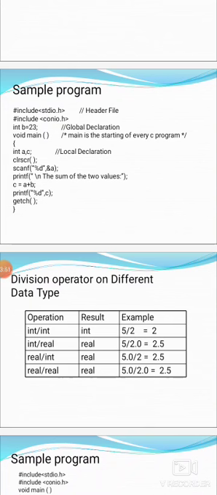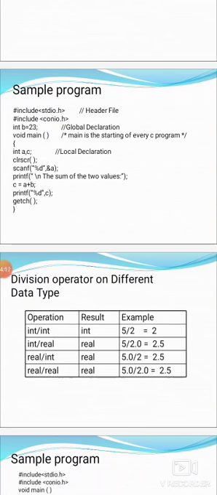Okay, I am declaring an integer variable and the value assigned to b is 23. Since we are declaring the variable before the main function, that is considered a global declaration, because since it is declared before the main function, it can be used anywhere in a program.